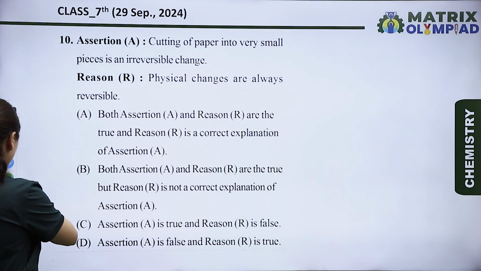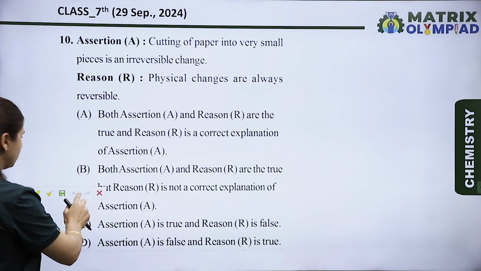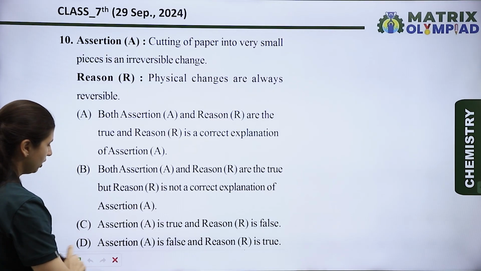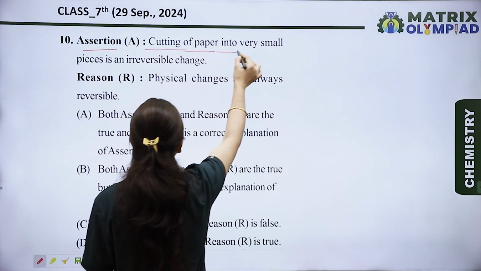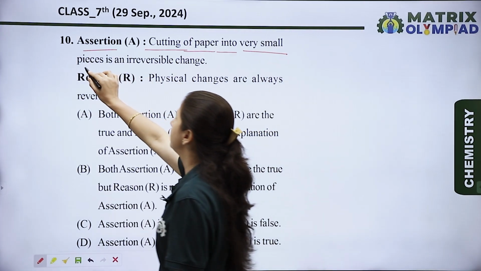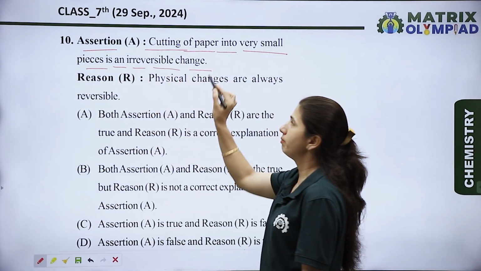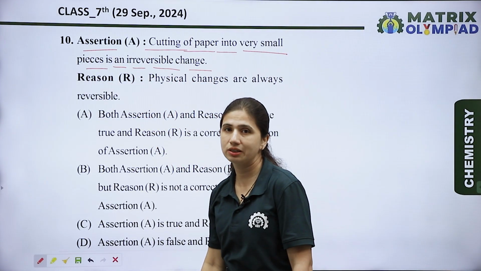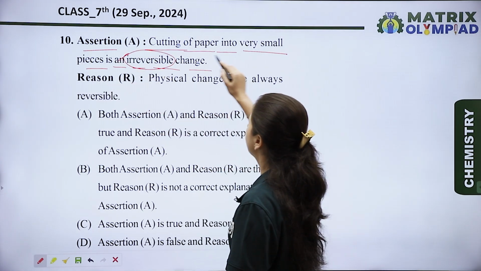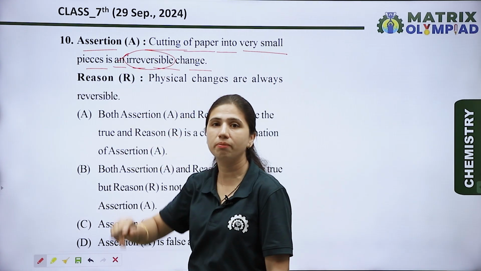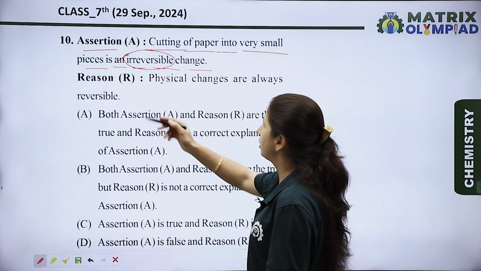The next question is an assertion-reason type question, and the assertion statement is: cutting of paper into very small pieces is an irreversible change. Yes, it is an irreversible change, because we cannot combine the paper back to the initial condition.